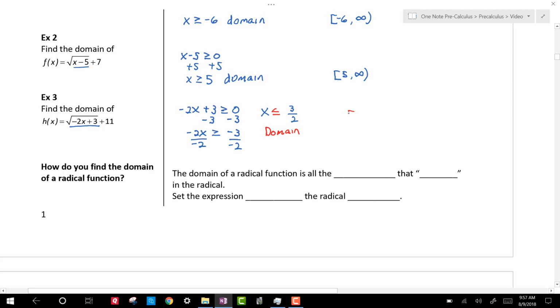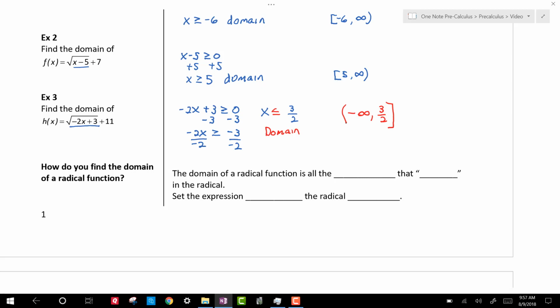I could also say if I'm less than or equal to 3/2, that means I'm going from negative infinity all the way up to 3/2. So if I'm using intervals, I would have to write it like this: negative infinity, comma, 3/2, where I get to touch 3/2, but I don't get to touch negative infinity. All right?